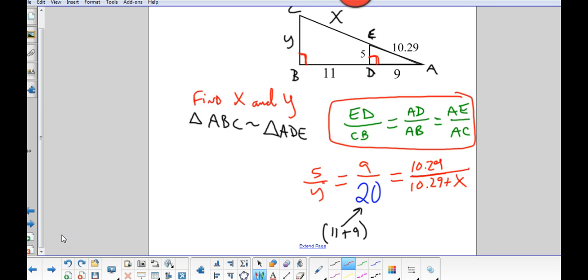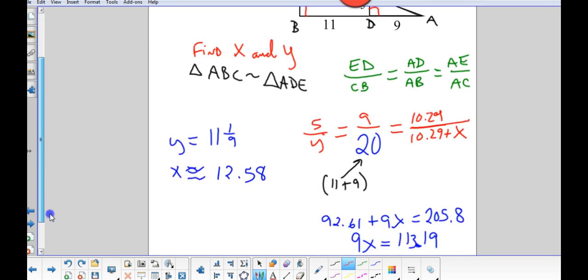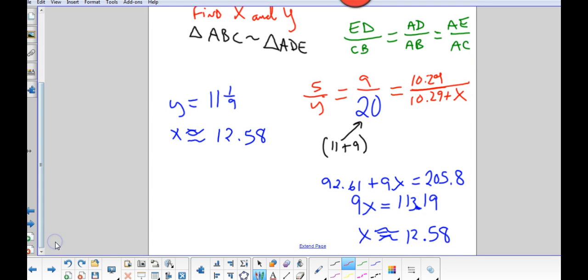Pause this and then come right back. So here are two things. Y should be 11 and a ninth, or 11.1 repeating. And then X is 12.58 approximately. So notice I've got the squiggly equals, kind of.